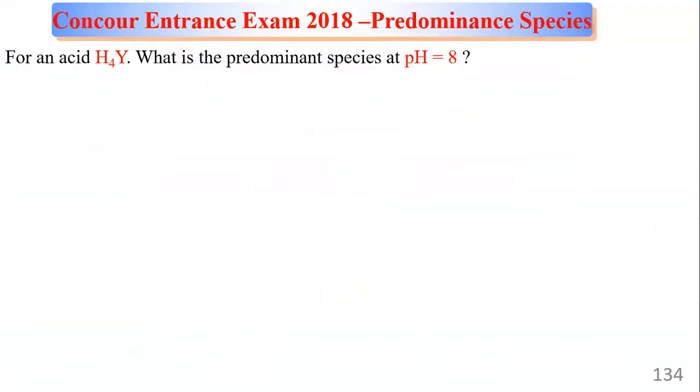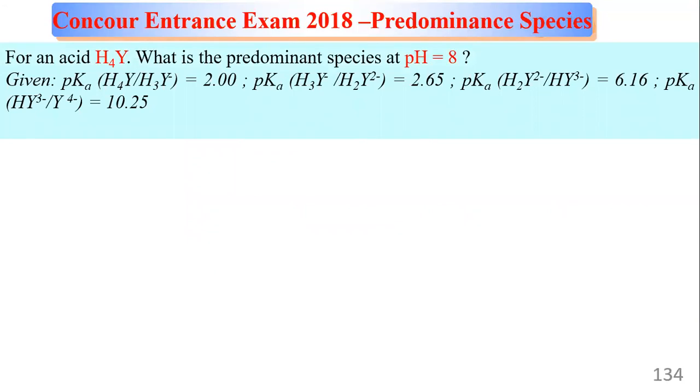And now I want to do a concours question, to let you know that sometimes you do a little bit more work than you have to, and on the concours you can't afford to do that. In 2018, this was a question. They asked for a tetraacid H4Y. What is the predominant species at pH equals 8? Well, they gave you the pKa values for all the couples of the H4Y.